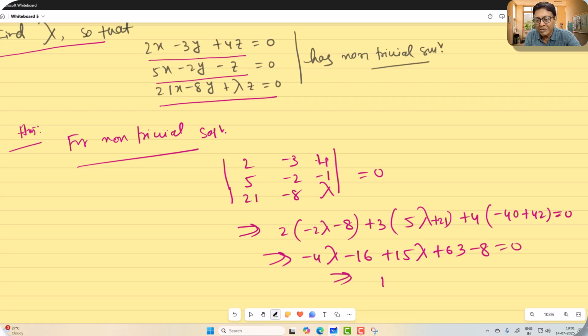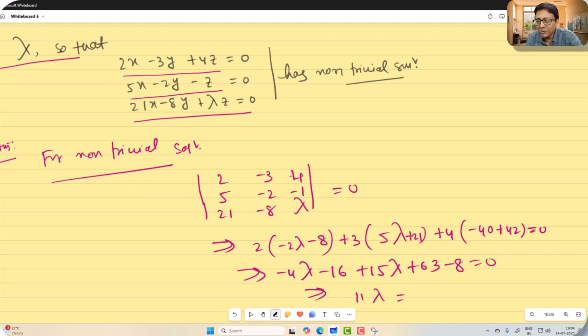This implies 11 lambda equal to, this is 63 minus 8, 55, 55 minus 16. So this one is plus 8, 11 lambda is going to be 63 minus 55, therefore lambda equals minus 5.